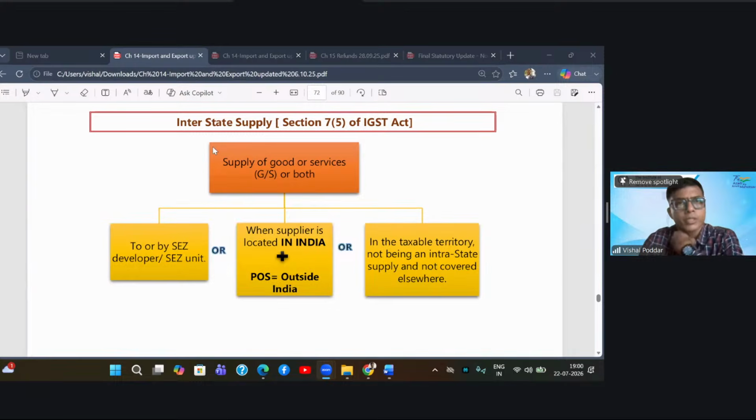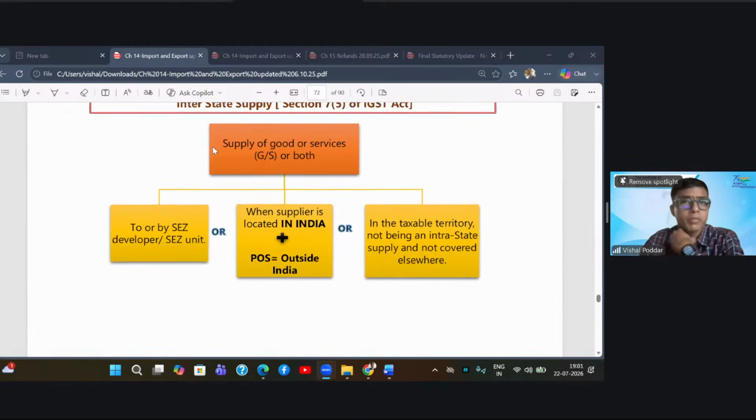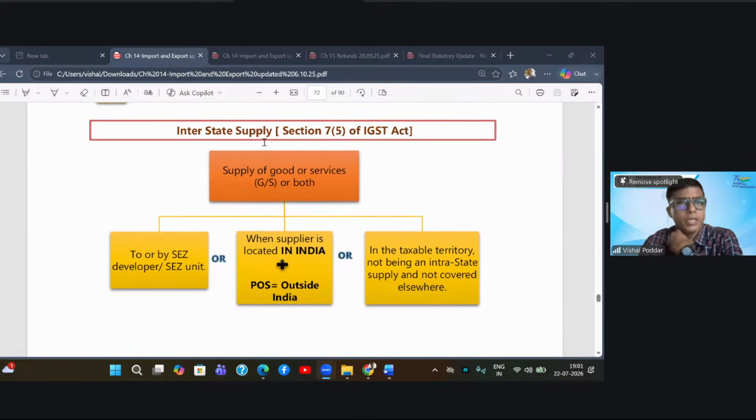So students, interstate supply. This is the definition as per the IGST Act. The IGST Act defines both interstate and intrastate supply. We have been seeing above that imports are covered under interstate supply. So let us see how section 7(5) of the IGST Act defines it. It defines interstate supply.